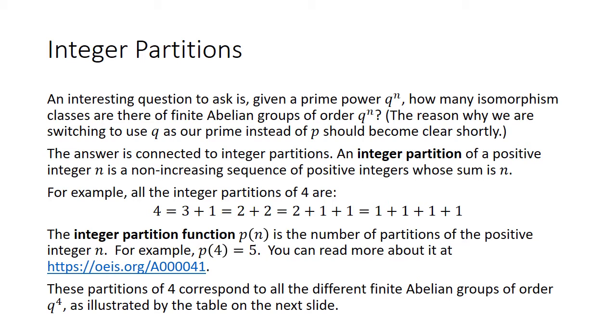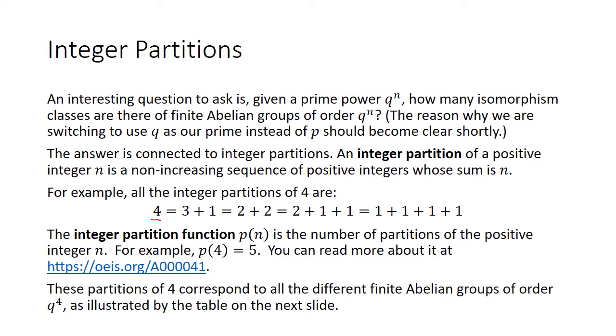The reason we're switching to using q as our prime here instead of p will become clear in just a second, because we're going to use p to stand for something else on this slide as well. So the answer is connected to integer partitions. This is a topic that would be in a discrete math class. An integer partition of a positive integer n is a non-increasing sequence of positive integers whose sum is n. To illustrate, all of the integer partitions of 4 are the following.